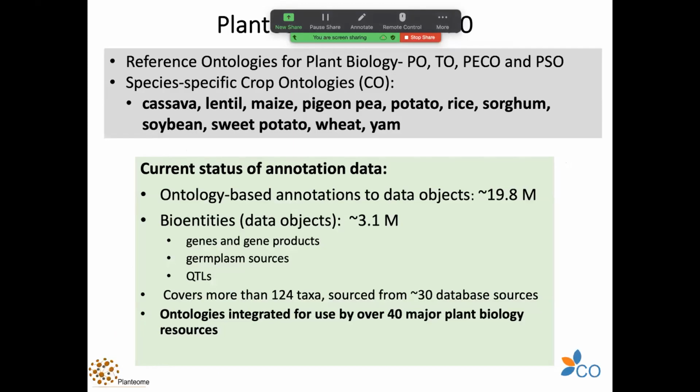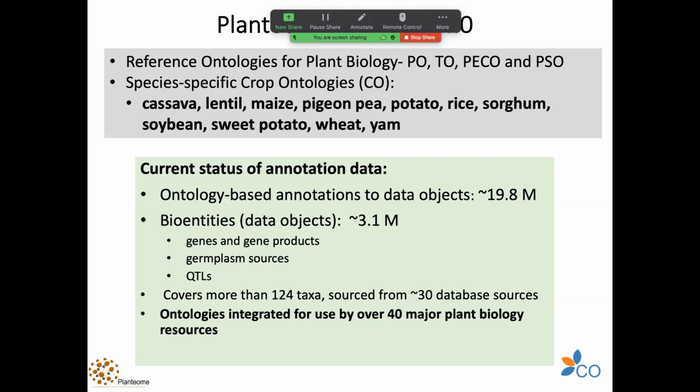So we're just in the process of doing a new release for the Plantium, release version 4.0. And in this release, we have three basic reference ontologies developed by the Plantium: the plant ontology, which has already been mentioned here, the plant trait ontology, the TO, and the plant experimental conditions ontology, which is useful for describing experimental data. And we also host 11 species-specific crop ontologies developed by the Crop Ontology Project with Elizabeth Arno.